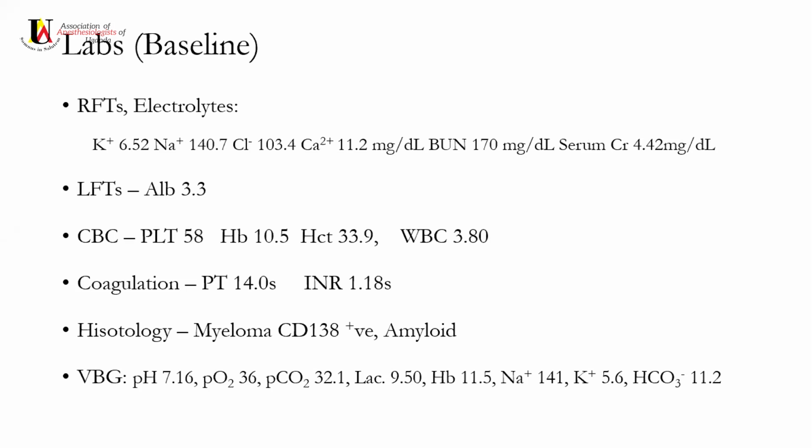So we did a venous blood gas upon admission, which showed a high anion gap metabolic acidosis with a pH of 7.16, bicarbonate of 11.2, and then hyperkalemia of 5.6, and hyperlactatemia of 9.5.